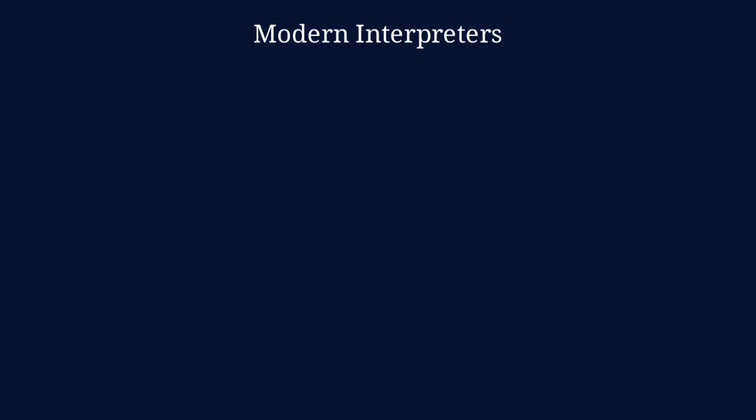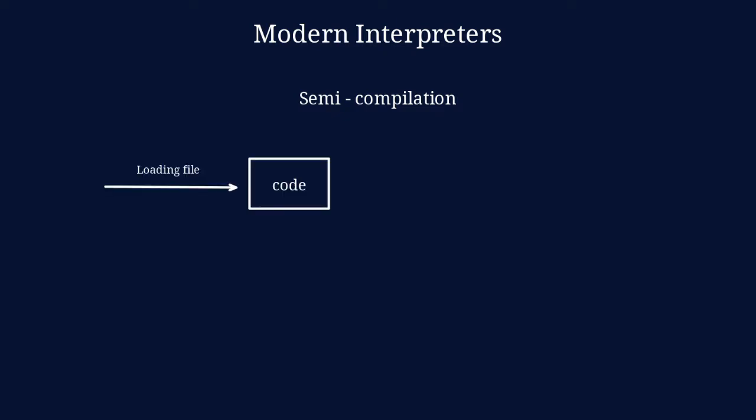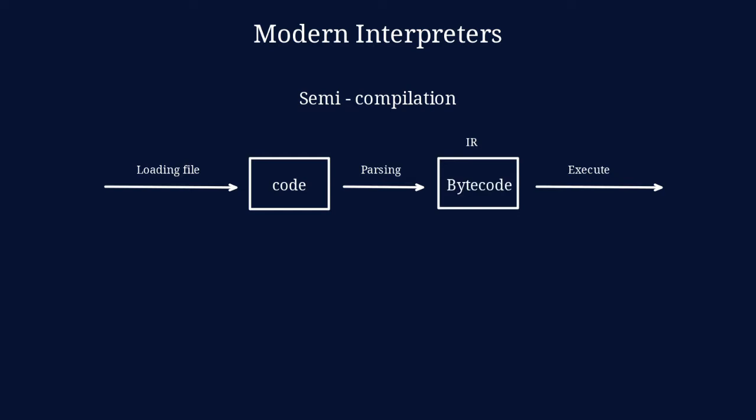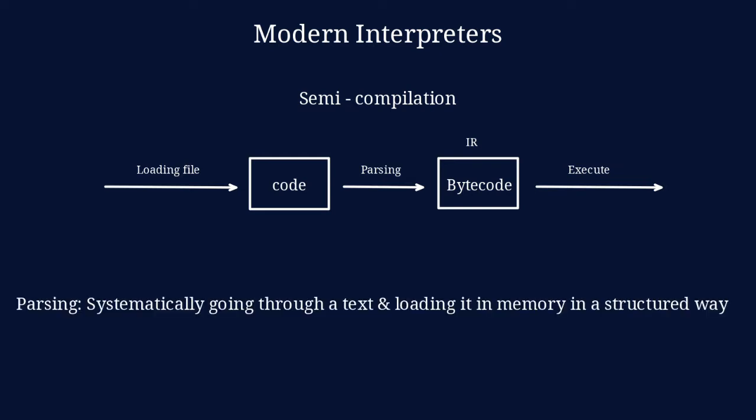So modern interpreters today, what they do is they really do some kind of semi-compilation, right? So they go through the entire code, and then they convert that into some kind of intermediate representation which can run very, very quickly. And that intermediate representation is typically called bytecode. So basically you have those different stages where you load the program, you parse. Parsing basically means you go through a text systematically and you load it into memory in a structured fashion. So the result of the parsing is that you end up with some bytecode, and then you run that bytecode, right?